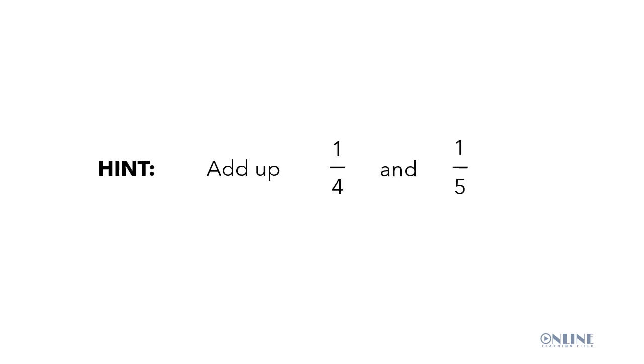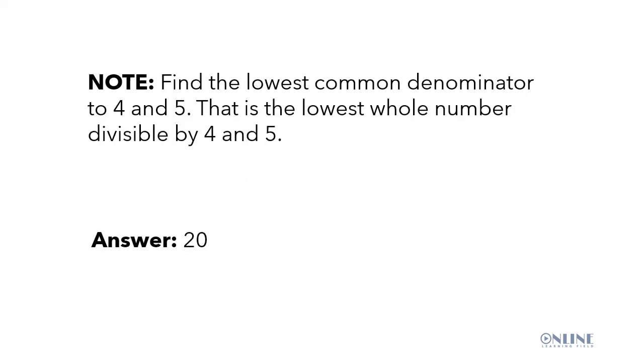The first thing to do is to add up the fractions of the money the man spent. That is, add up 1/4 and 1/5. These two fractions have different denominators. The first thing to do here is to find the lowest common denominator divisible by 4 and 5. That is, the lowest whole number divisible by 4 and 5. Can you guess the number? If your answer is 20, you are correct.